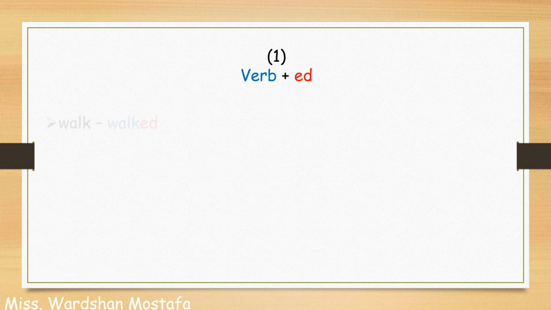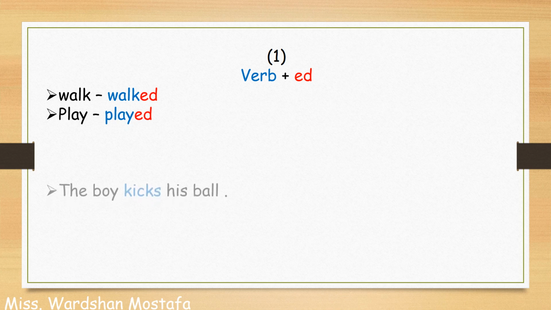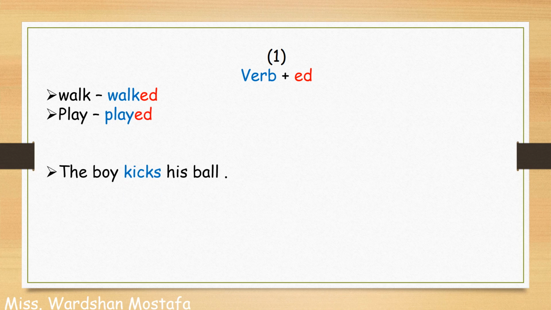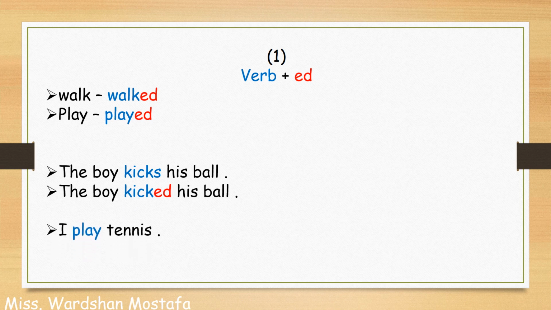For example, today I walk. Yesterday I walked. Play becomes played. And in a sentence we would say, the boy kicks his ball. The boy kicked his ball. I play tennis. I played tennis yesterday.